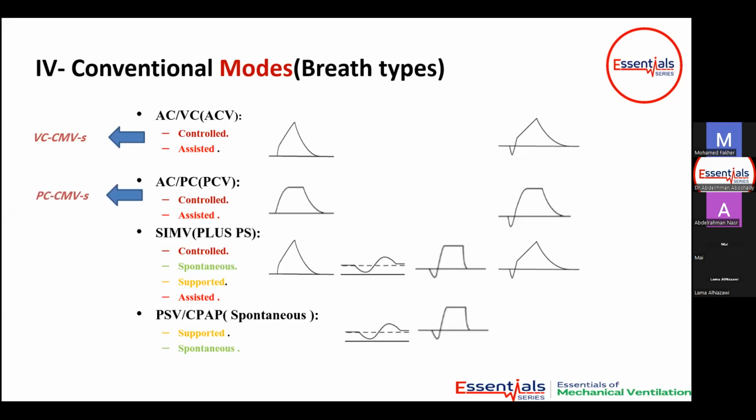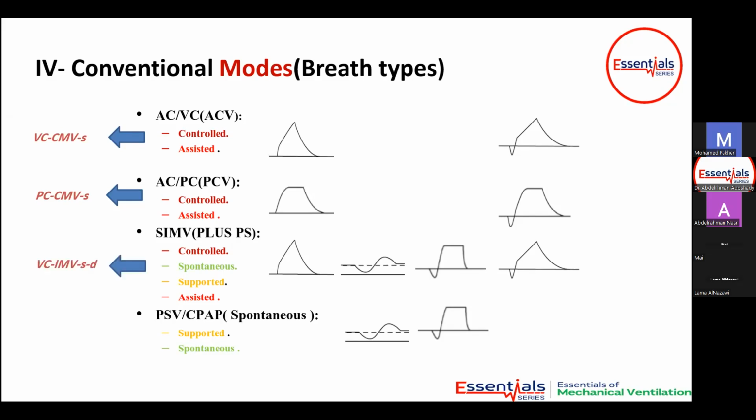The PCV mode, the regular PCV mode is called the pressure control because you control the inspiratory pressure. CMV, because it gives only controlled or assisted breath. Set point also in most types, because you set the pressure and the time of inspiration and the rise time by number on the ventilator.